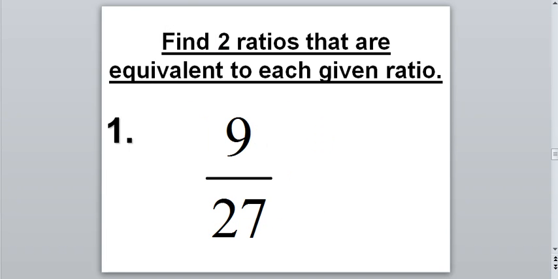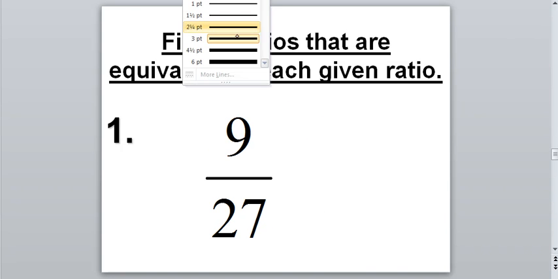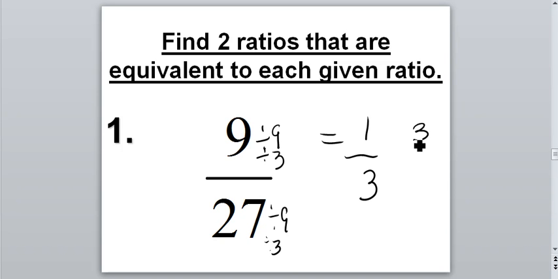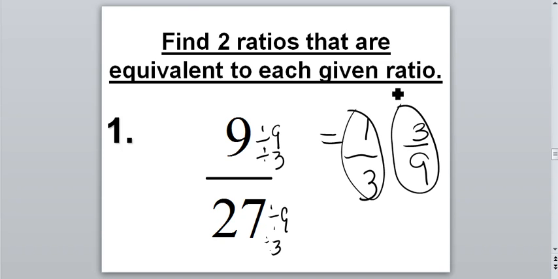Find two ratios that are equivalent to each given ratio. The first thing we can do with this one is we could divide by 9, and we would get 1 compared to 3. It says find 2, so another thing we could do is we could divide by 3. 9 divided by 3 is 3. 27 divided by 3 is 9. So therefore, these three ratios are equivalent.